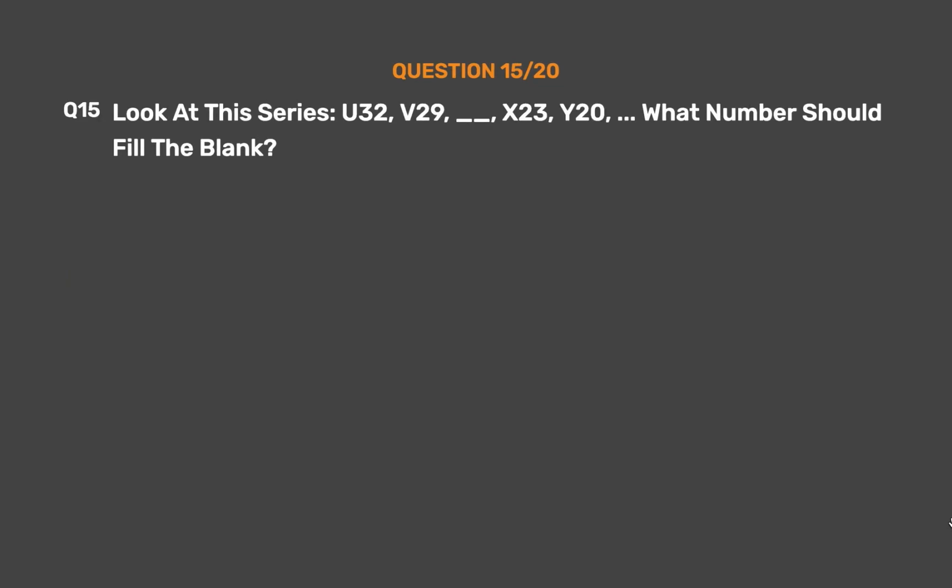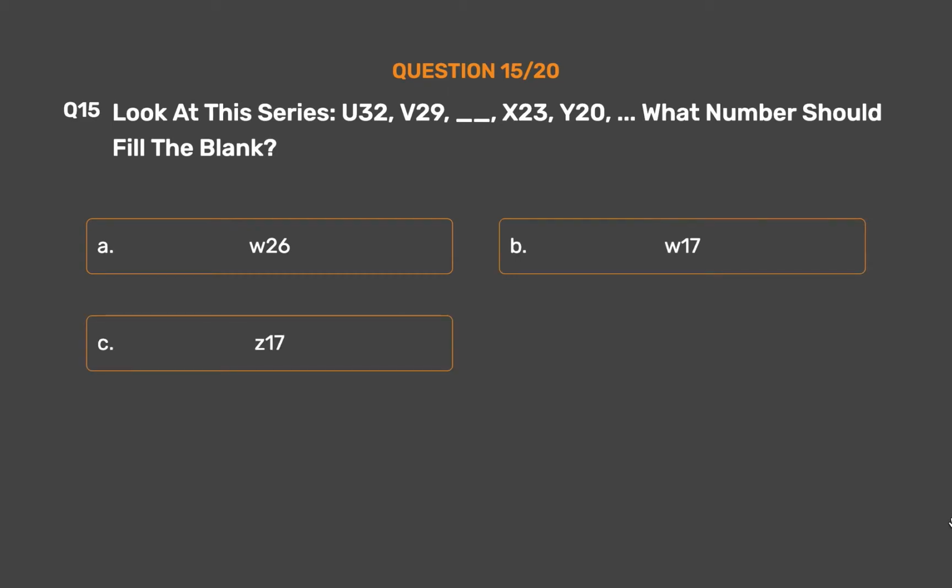Question number 15. Look at this series, U32, V29, underscore, X23, Y20. What number should fill the blank? Option A, W26. Option B, W17. Option C, Z17. Option D, Z26.